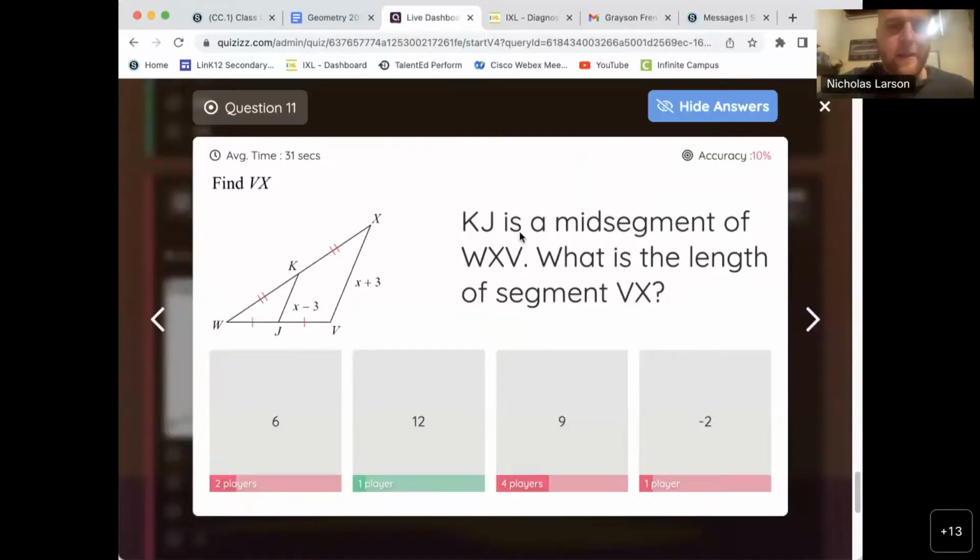Let me share my screen. All right. So again, we've got this midsegment. What is the length of VX? So this is like what I think somebody said earlier. I can take this and multiply it by 2, or I can divide this by 2. I think multiplying this by 2 is going to be way easier.